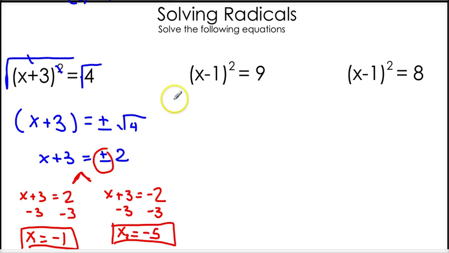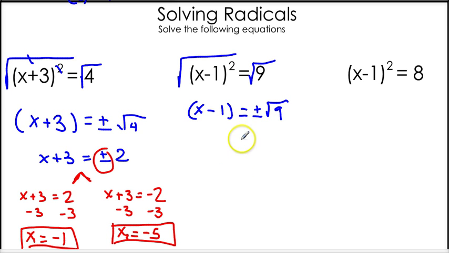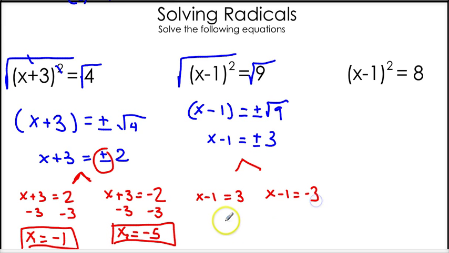Let's try it again. We're going to take the square root of both sides, and we get x minus 1 is equal to the positive or negative square root of 9. Let's see, x minus 1 is equal to, well, the square root of 9 is 3. Now that we got to this step, let's split it. There's two possible solutions. It's x minus 1 is equal to positive 3, x minus 1 is equal to negative 3. And we just add 1, and we get x is equal to 4, add 1, we get x is equal to negative 2.